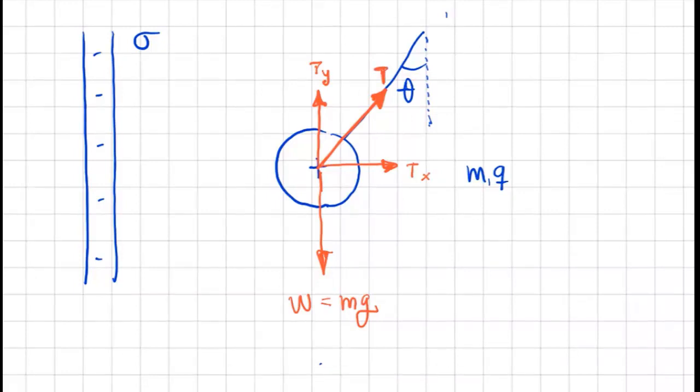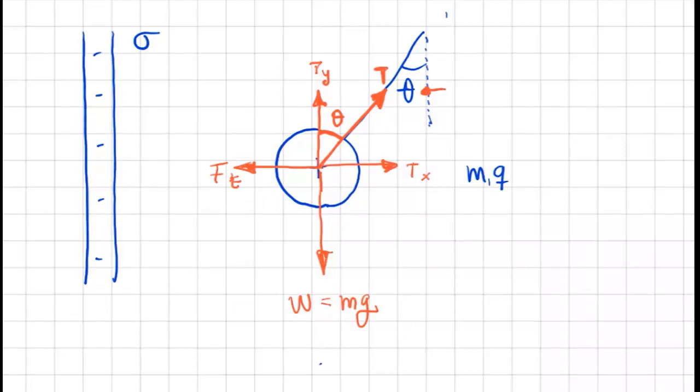What is the other force acting on the mass? We have the electric force pointing to the left like this. This electric force is the force produced by the electric field produced by the plane. The angle between the y component of the tension and the tension is theta, because this angle is alternate interior with this blue one. By geometry, they are alternate interior angles, so they are the same.